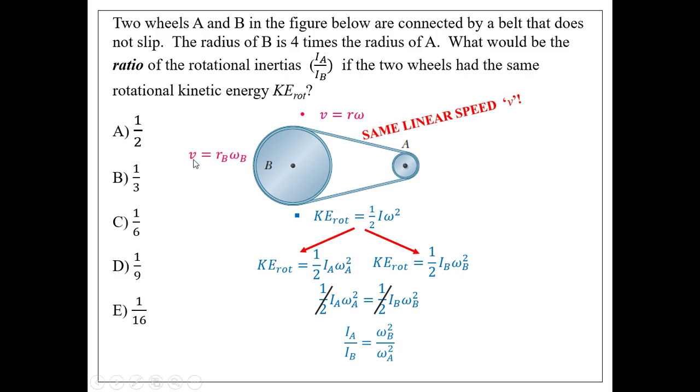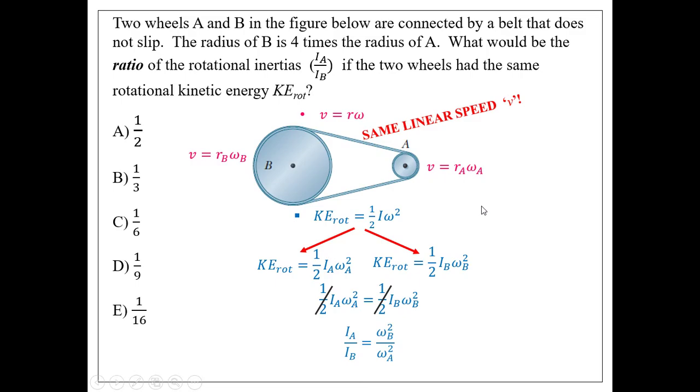All right, so here V is equal to R omega. You notice V doesn't have a subscript. That's because the speed of the belt is a single speed as it wraps around these two wheels. I'm going to do the same on the right side. V is also equal to RA omega A.